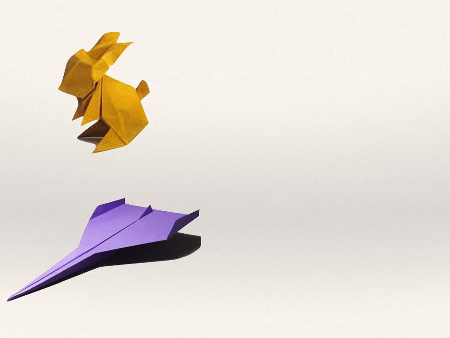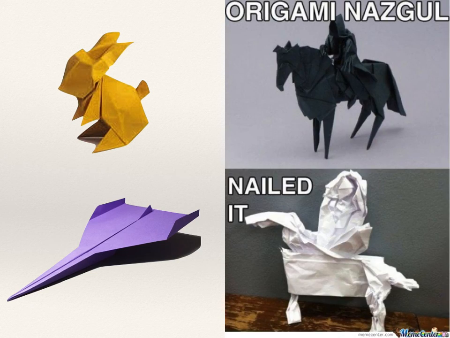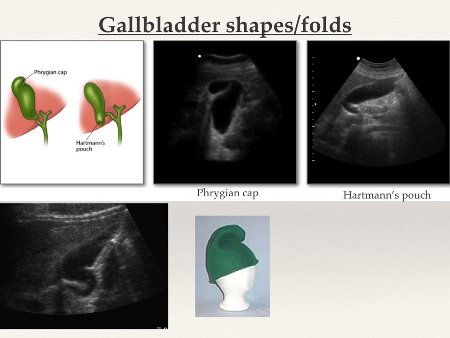Now, I'd like you to take a break for a moment and think of paper. Yes, paper for a moment. Whether paper's in the shape of a bunny or an airplane or the frightening Nazgul from the Lord of the Rings, it's still paper. It's just in a different shape. And you know what? The same thing can actually be said for the gallbladder. The gallbladder can take on a couple different shapes, and it can actually have a couple folds to it.